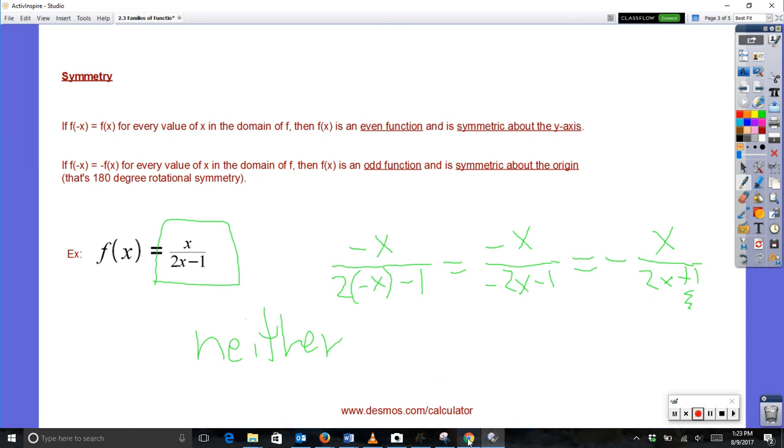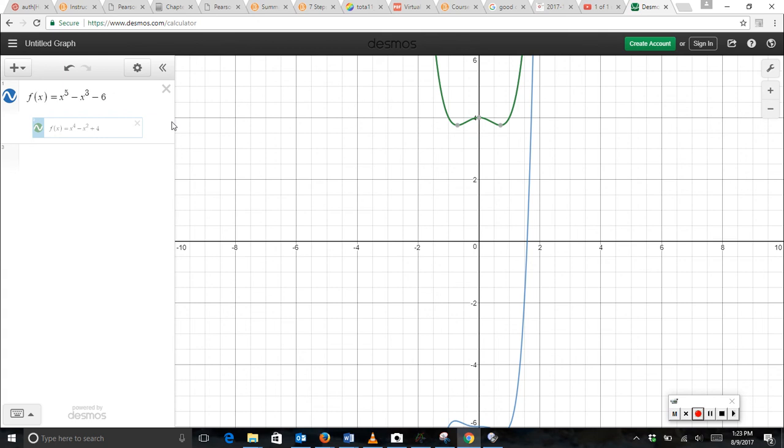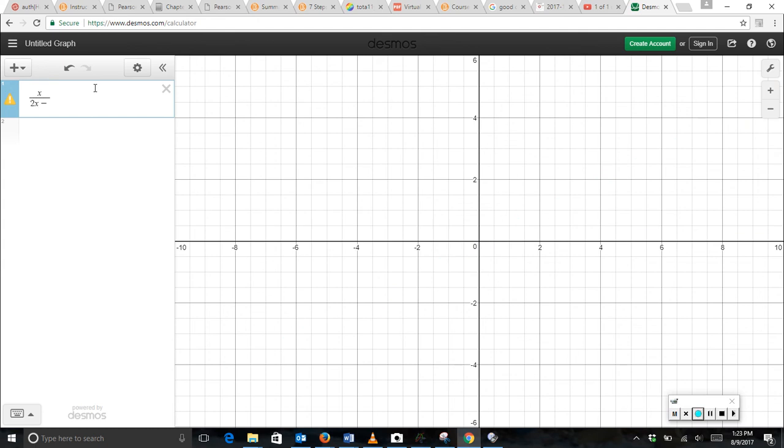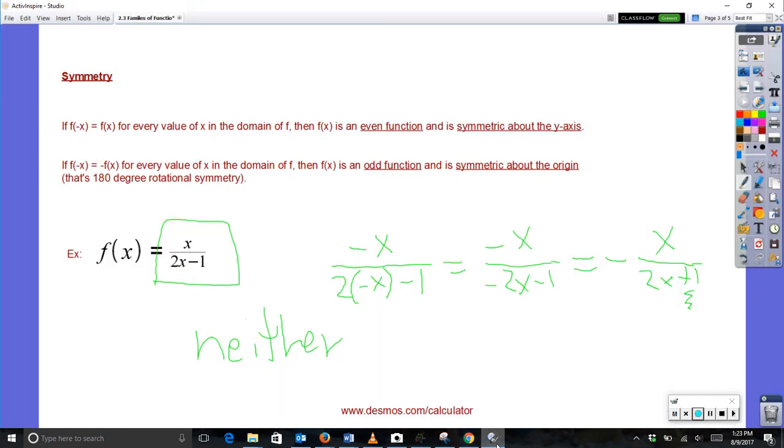Let's take a quick look at this one. It was x over 2x minus 1. Clear out these, and we will graph x over 2x minus 1, and there it is. You can see, obviously, it does not have symmetry left-right across the y-axis. It almost has the rotational symmetry, but it doesn't, because this tail over here to the right is going to rotate down into the third quadrant and not match up with this one there. So there's lots of symmetry on graphs. We focus on the functions being even or odd or neither of those.